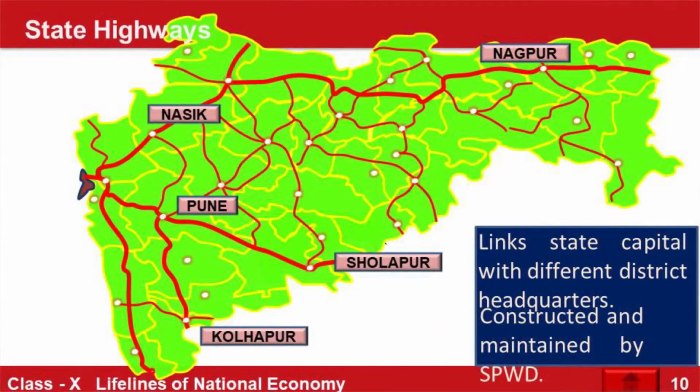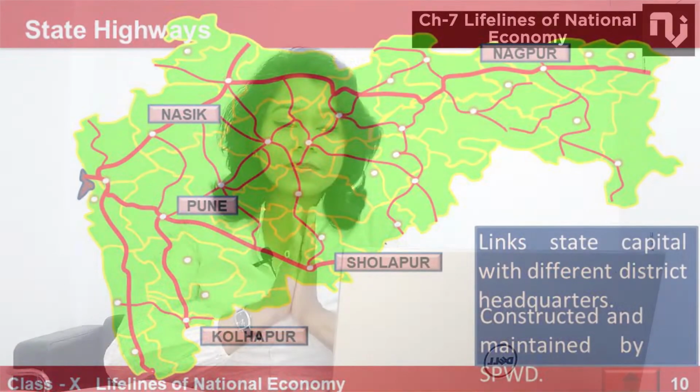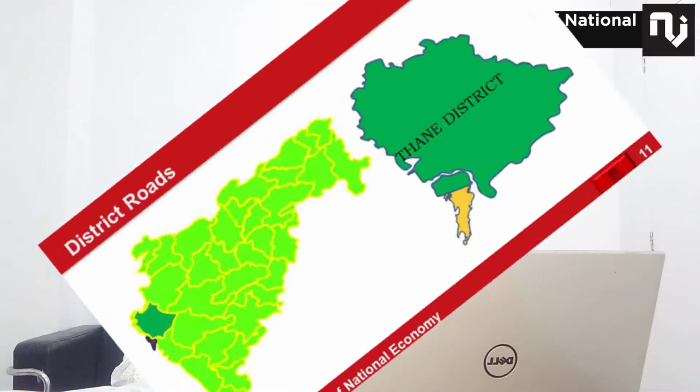Next we have state highways. Assume you are in Maharashtra, a big state which has many cities: Pune, Mumbai, Nasik. Mumbai is the capital, and the capital is connected with Pune, Nasik and other cities. These are called state highways, and they are constructed with the help of the PWD, Public Works Department. Next we have district roads.